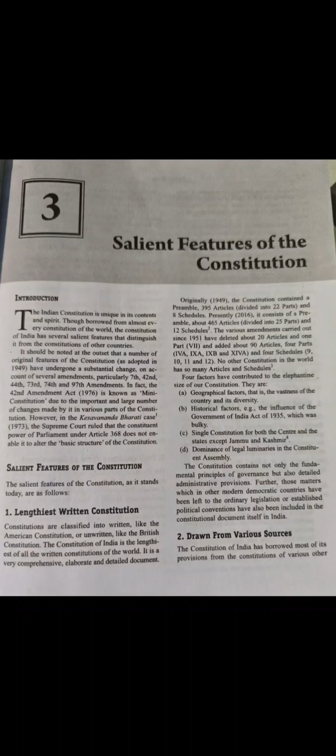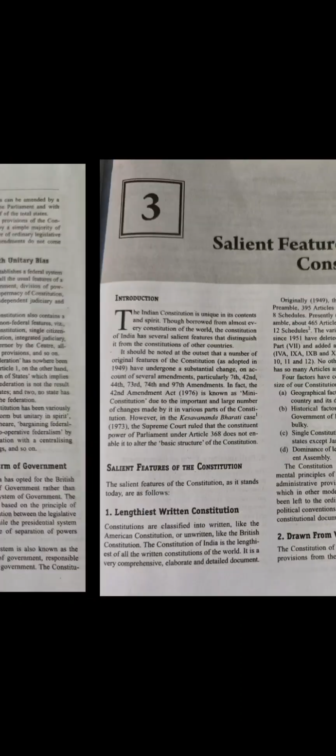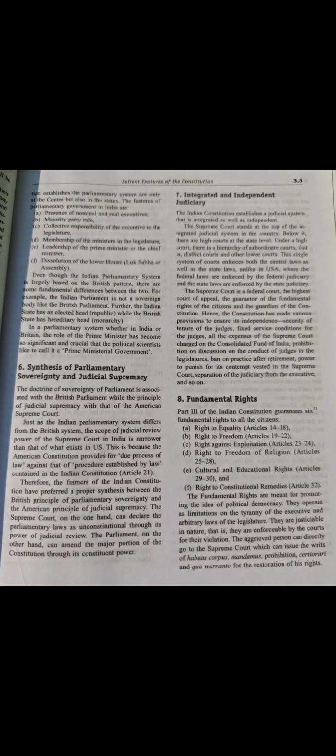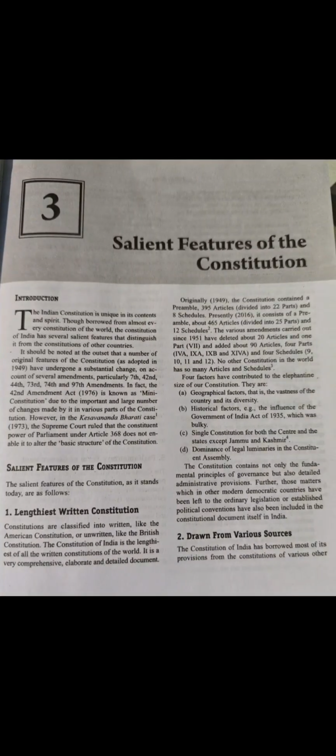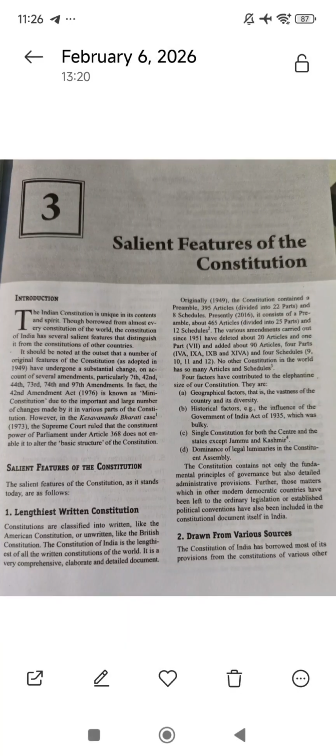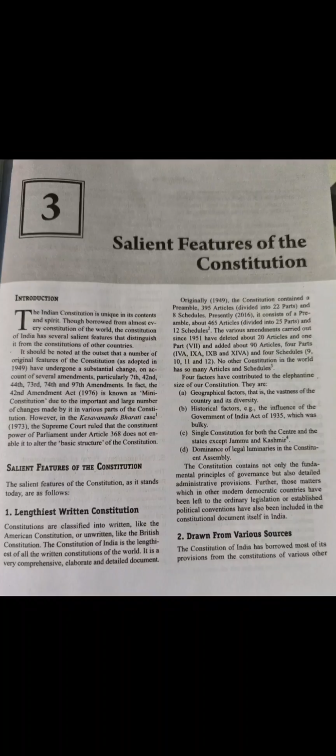Moving forward, salient features of the Constitution, point by point, we will see. The salient features of the Constitution as it stands today are as follows. I think total there are around, I guess, 16 features. Let's start with the first, lengthiest written constitution.